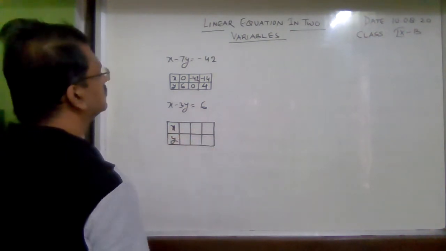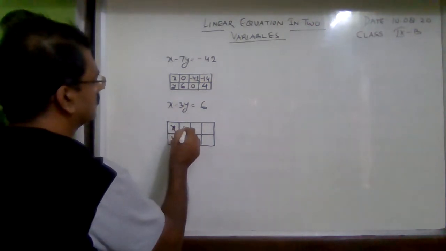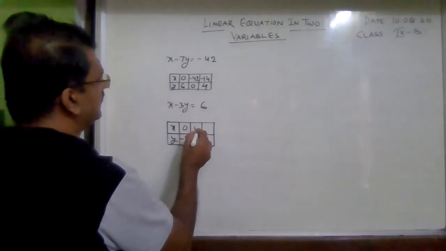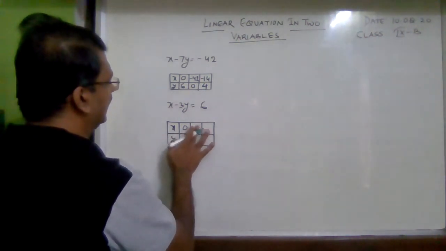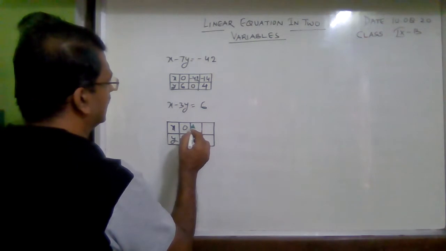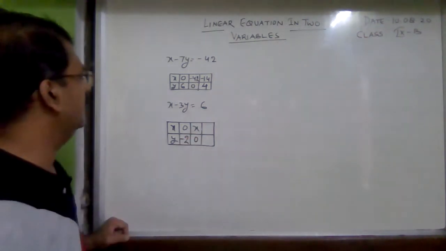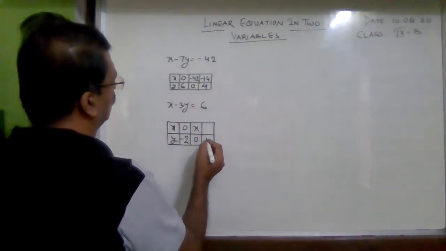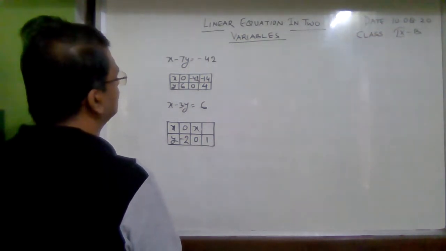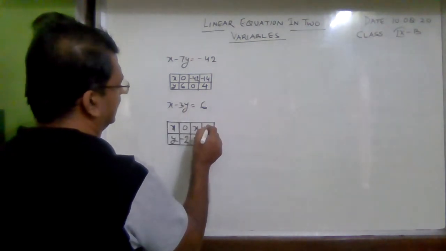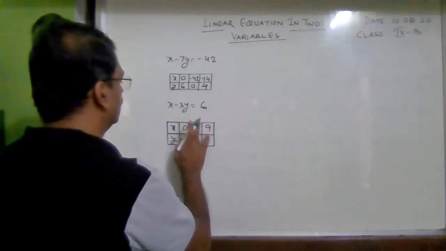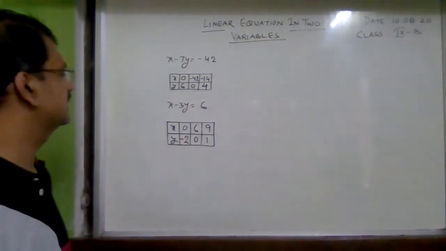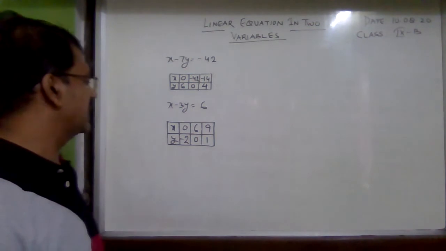Now for the second equation, again draw a graph like this, x and y. When x is 0, y is equal to minus 2. When y is 0, then x is 6. Okay, and then you put y is equal to say 1. When y is 1, then x is equal to 6 plus 3, that is 9. Okay, when y is 0, x is 6, and when y is 1, x is 9.